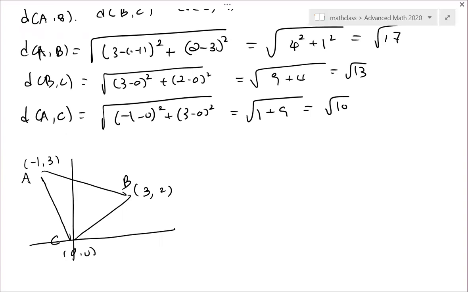Remember Heron's formula, right? Where you find the area if you know the three sides. But Heron's formula is not the best method to use. Erica says it's a 6.